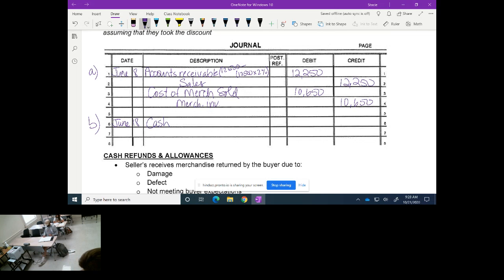We're assuming $12,250. And credit? Accounts receivable.